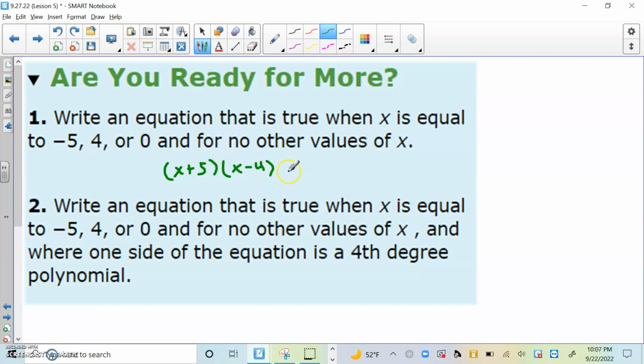And if I have a 0, remember that just means we have an x chilling by itself. Or you could do x minus 0 as well. I don't care. And then equals 0. Okay, because these are the solutions as long as I want to equal 0 as an outcome.